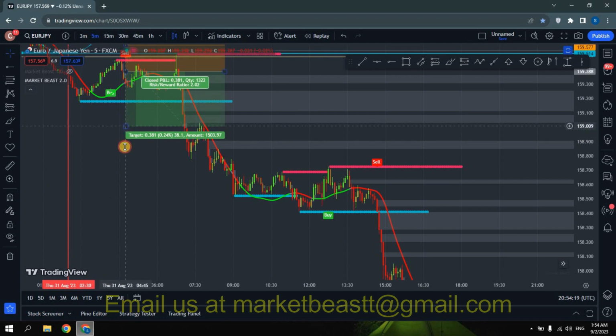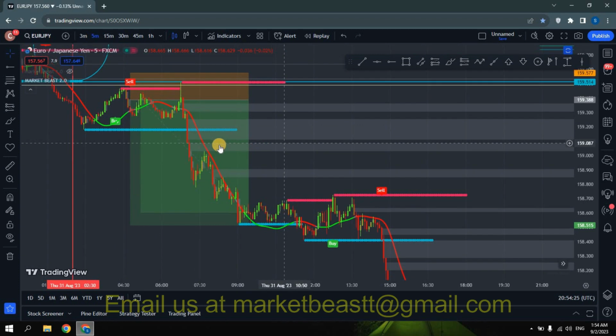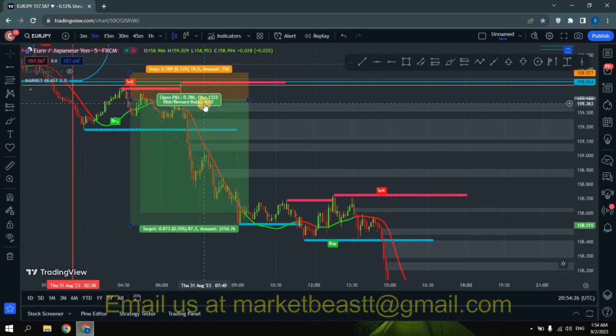Let me make it here. We took this trade. Check our risk reward here, 4.62. If we have invested $100 here and we risk just $100, if the stop loss is hit, we are going to lose $100. But if it hits the target, we are going to gain $462. By risking just $100, we are going to make $462 and more.